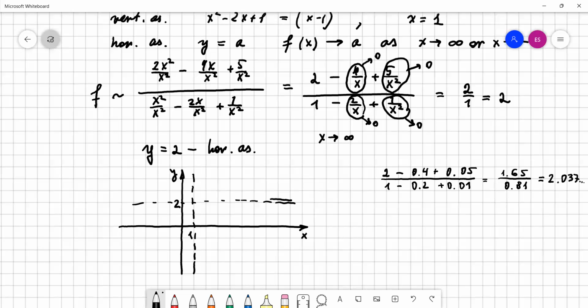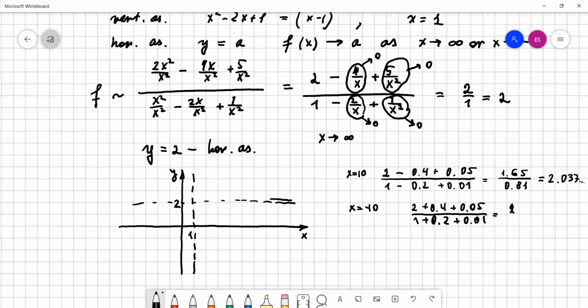You can repeat it over here, and the only difference is that x is going to be negative. So I'm going to do the repeating. x equals 10 here, and I'm going to set up x equals minus 10 here. So it's still 2, plus 0.4 plus 0.05 because it's a square, 1 plus 0.2 and plus 0.01. Why plus? Because we're plugging in negative 10, and negative 10 turns these two minuses into pluses.